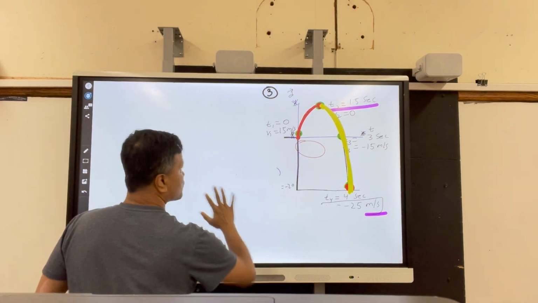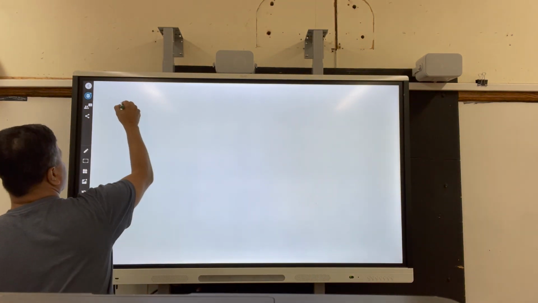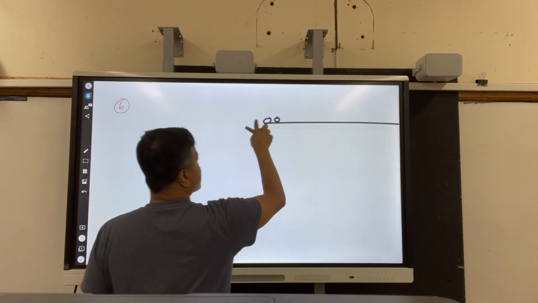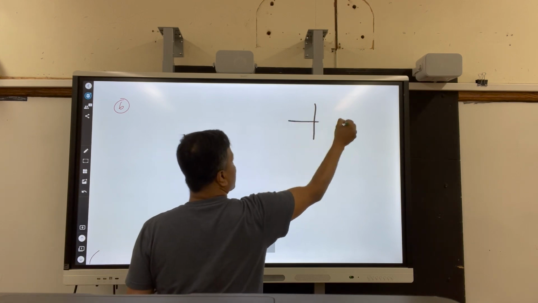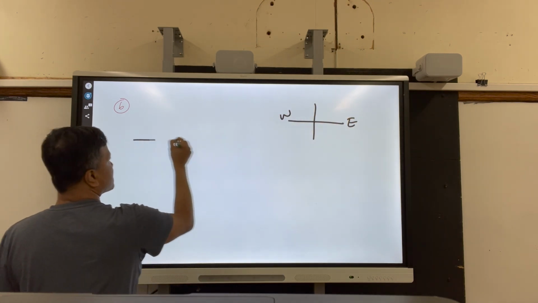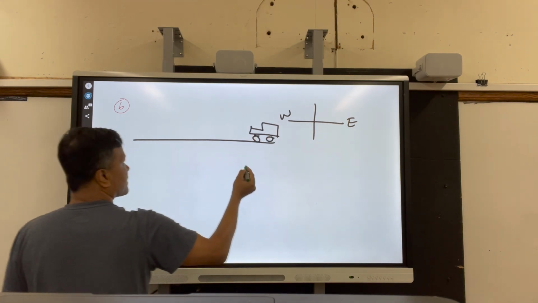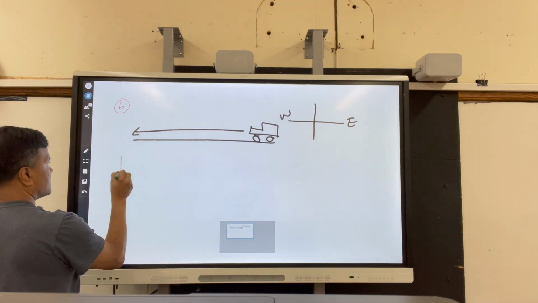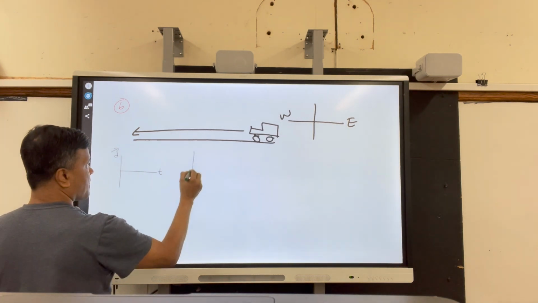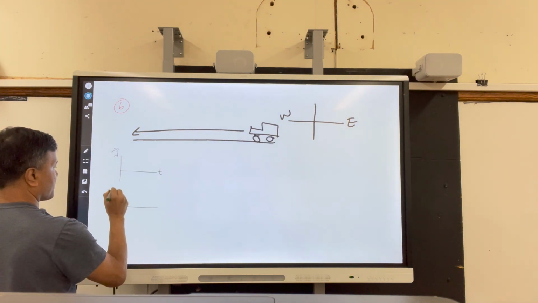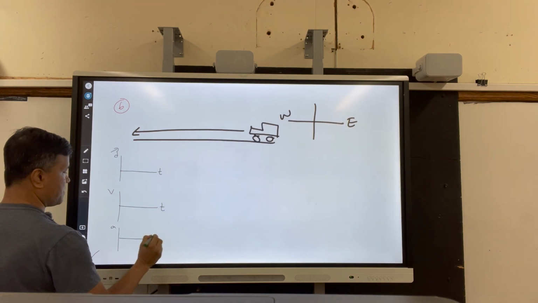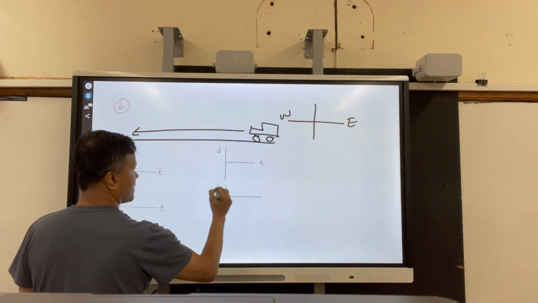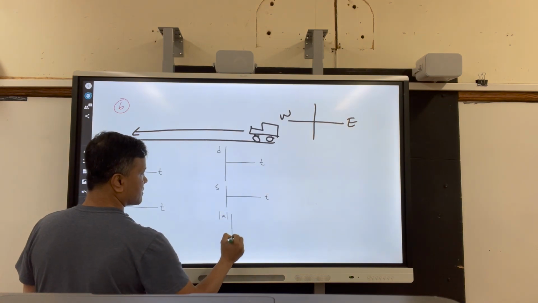Now I want you to draw 6 different graphs. All right, so let's draw it. Number 6, let's draw it. A cart accelerates. So remember, this is west, this is east. So a cart accelerates from east to the west, right? And I want you to find displacement versus time, velocity versus time, acceleration versus time, right? Distance versus time, speed versus time, and absolute value of acceleration versus time.